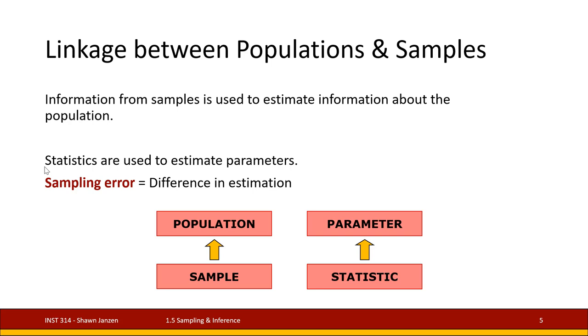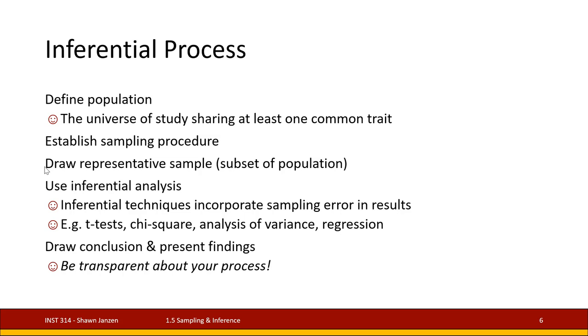They're analogous. But when we go from the sample to the population and from the statistic to the parameter, there is a degree of what we call sampling error, the difference in our estimation. So we need this inferential process. Just like we were saying before with the data analysis workflow and the programming workflow, this is a similar sort of process that we go through from start to finish to help us get information from that sample about our population.